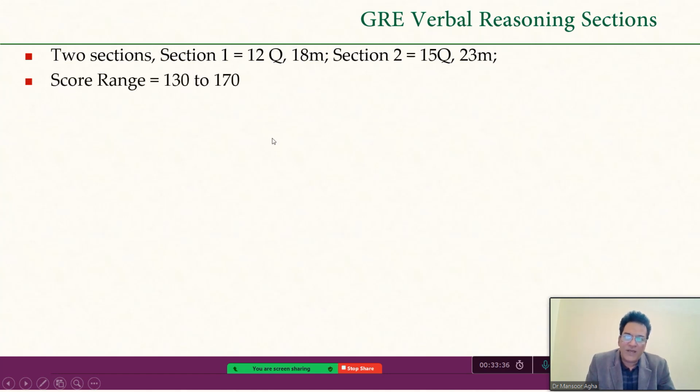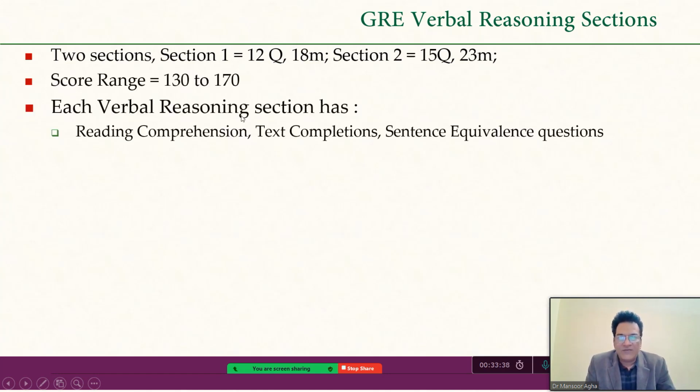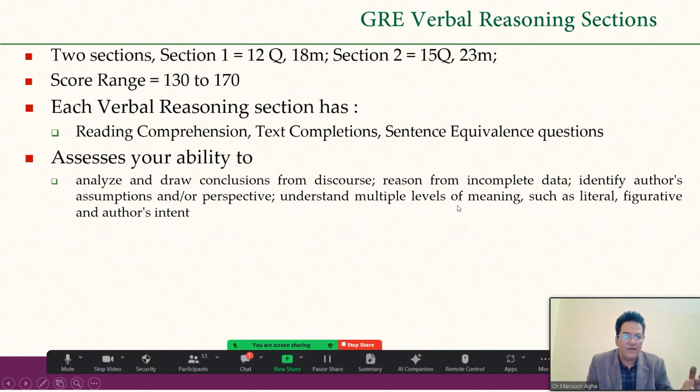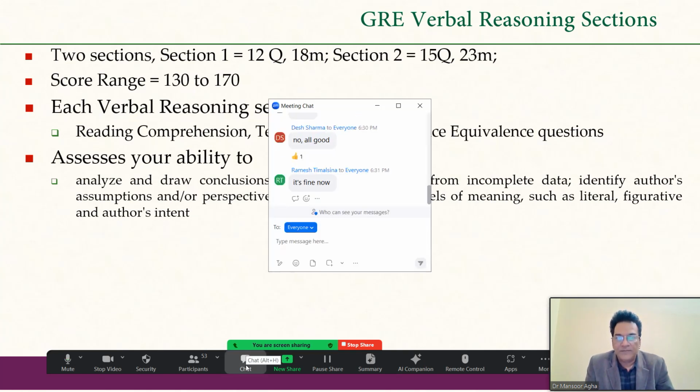Score ranges between 130 to 170. Each verbal reasoning section would have reading comprehension, text completion, sentence equivalence questions, and they assess your ability to draw conclusions from the written material, reason from incomplete data, identify the author's assumptions and perspectives, understand multiple levels of meaning such as literal, figurative, and author's intent.